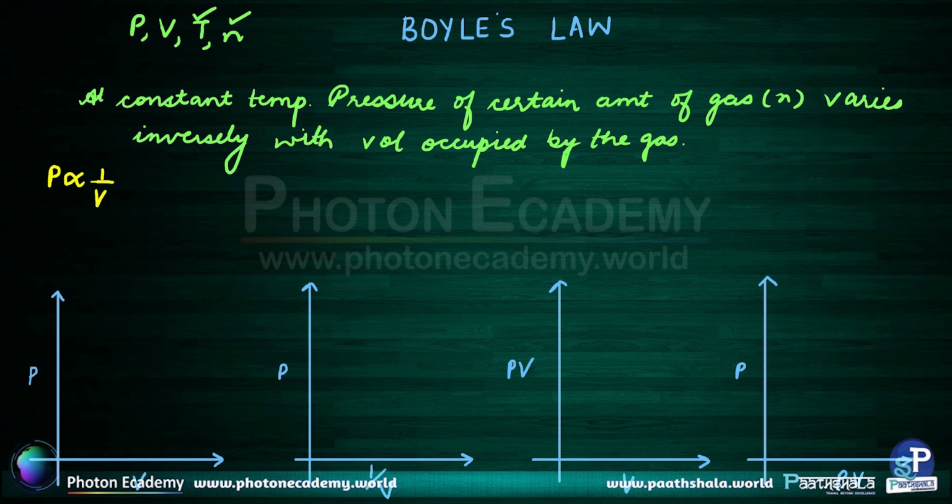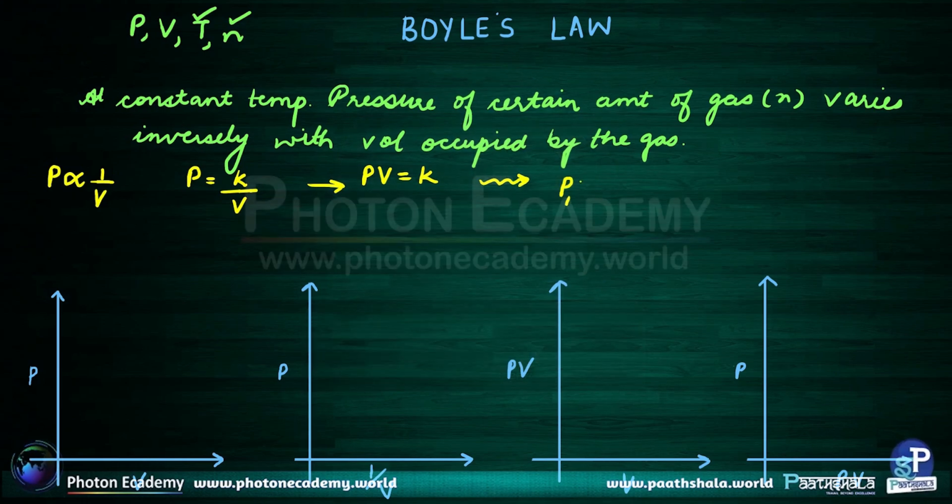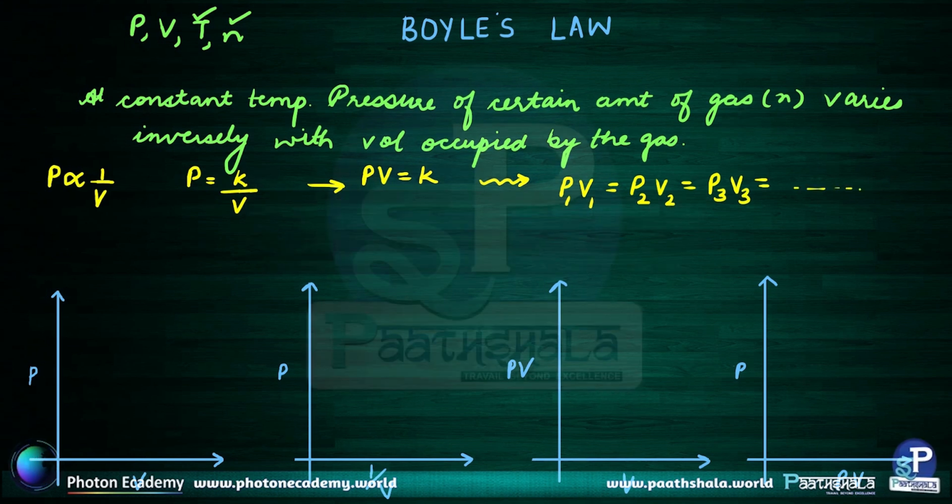And to remove this proportionality, we introduce a constant of proportionality. And so our equation can also be written as PV is equal to K. And from this, we derive one thing, that when the temperature and number of moles of a gas are given to be constant, we can say that the pressure in state 1 times the volume in state 1 will be equal to the pressure in state 2 times the volume in state 2 will be equal to the pressure in state 3 times the volume in state 3, and so on. So this is basically what the Boyle's law is.